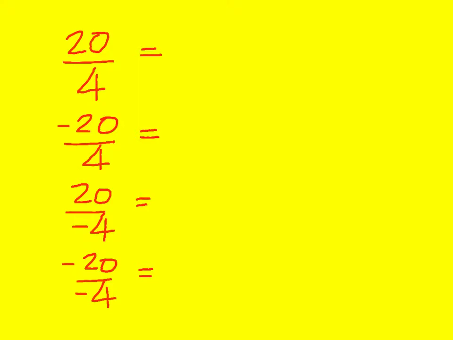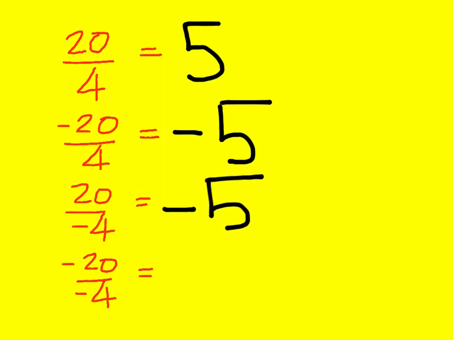Okay, example problem number 1. 20 divided by 4, a positive divided by a positive will just be +5. -20 divided by 4, a negative divided by a positive will be a negative, so that's -5. 20 divided by -4, a positive divided by a negative will again be a negative. And then a -20 divided by a -4, a negative divided by a negative is going to be a positive. So that is +5.